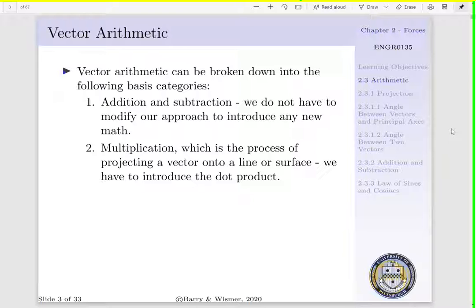The first category is addition and subtraction, and vector addition and subtraction is handled just as we would addition and subtraction of any other number within this course. Now, for vector multiplication, this is the process of projecting a vector onto a line or surface. And we're going to have to introduce a new mathematical operator, the dot product, also known as scalar product, for us to do this.